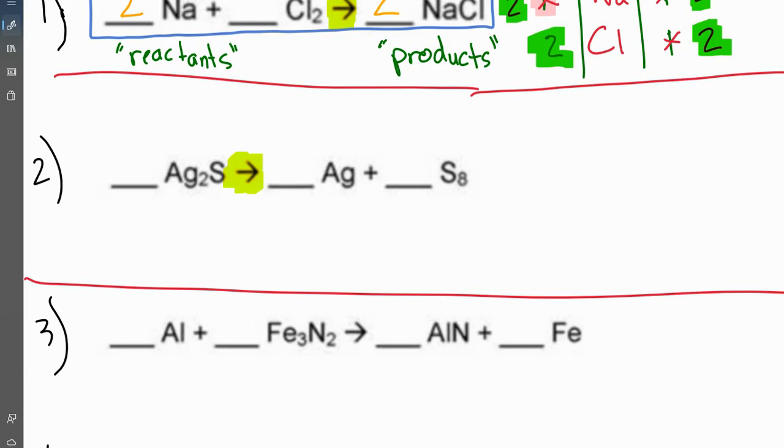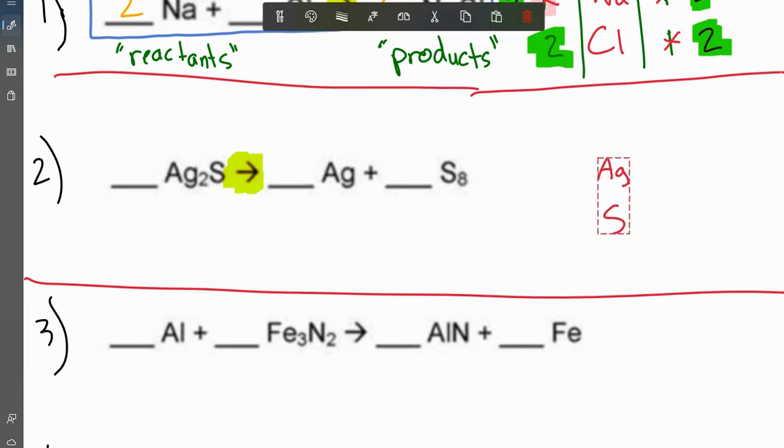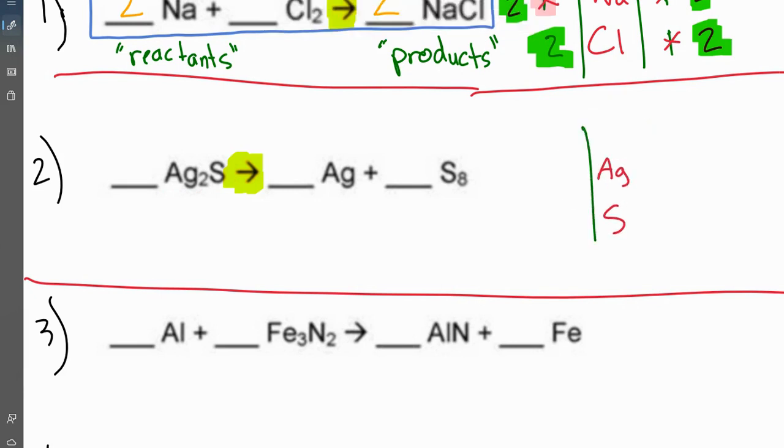Okay, let's do this. So remember, the first thing we do is we're going to write down all the elements that there are. Ag, silver, that's our first one. That's our first element that there is. Sulfur, S, that's the second element that we have. Oh, then we hit the arrow. Okay, so that means we're done. Those are the only 2 elements in this reaction. Okay, so we have silver and we have sulfur.